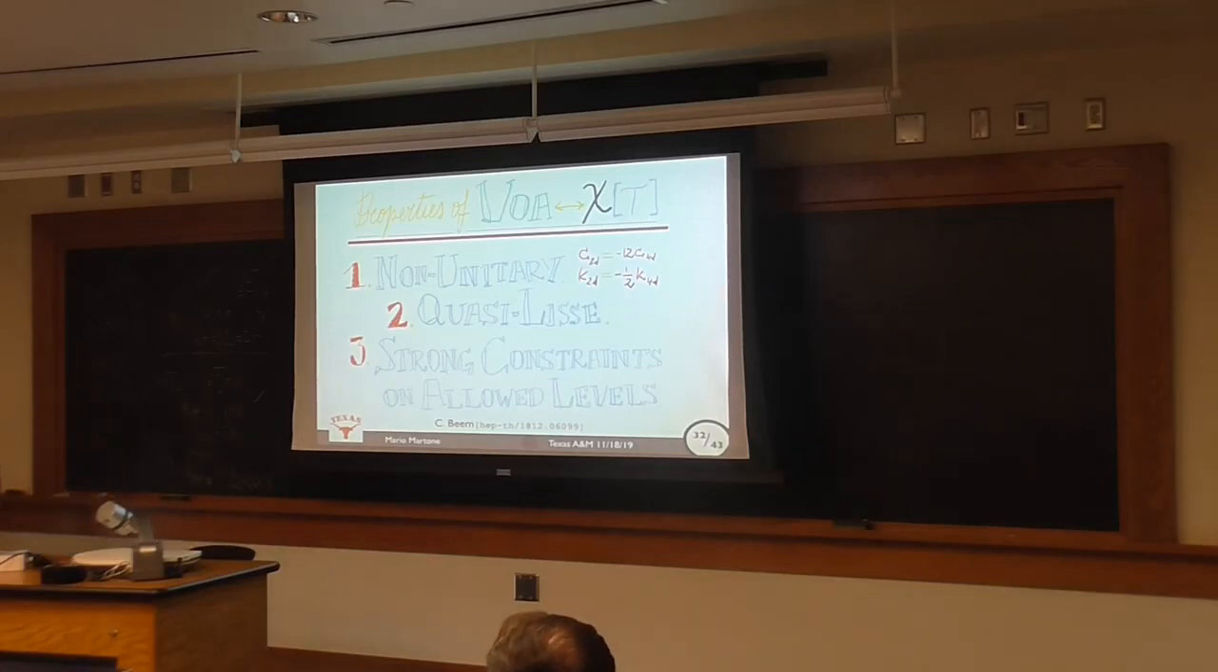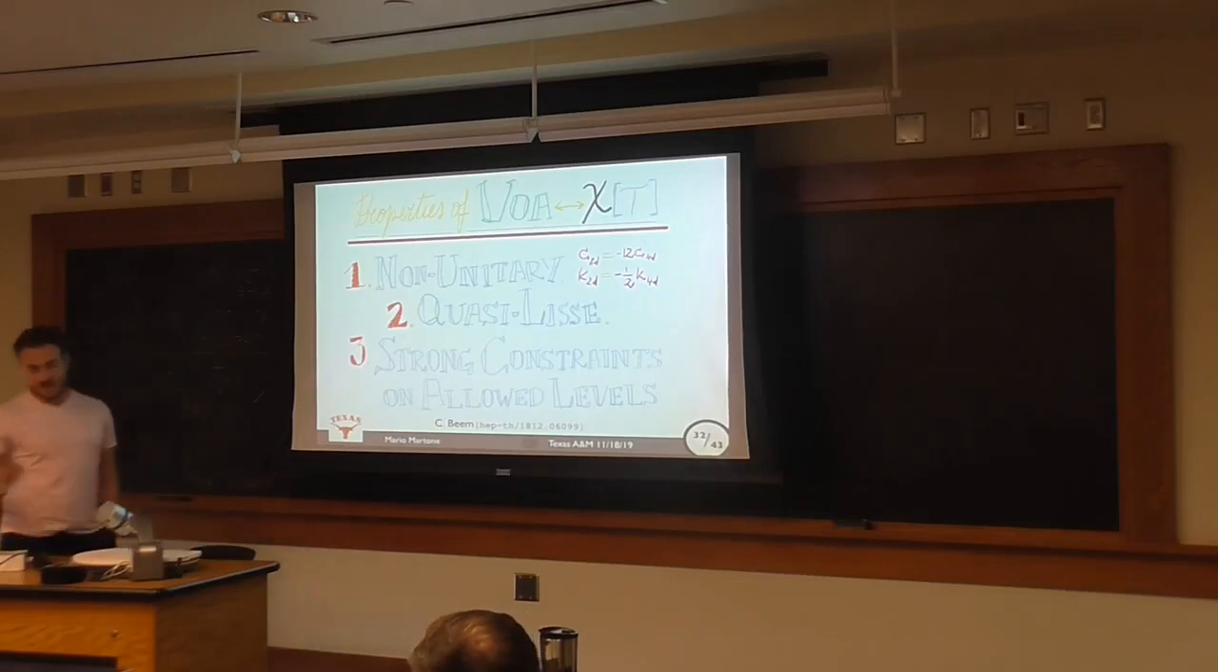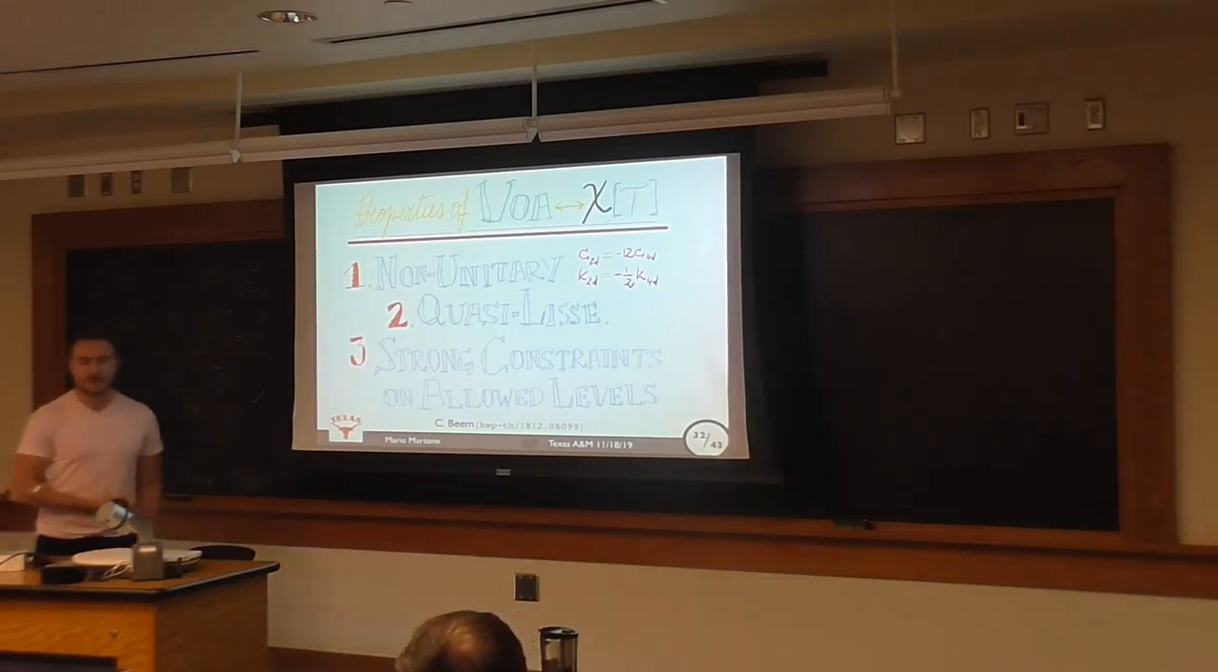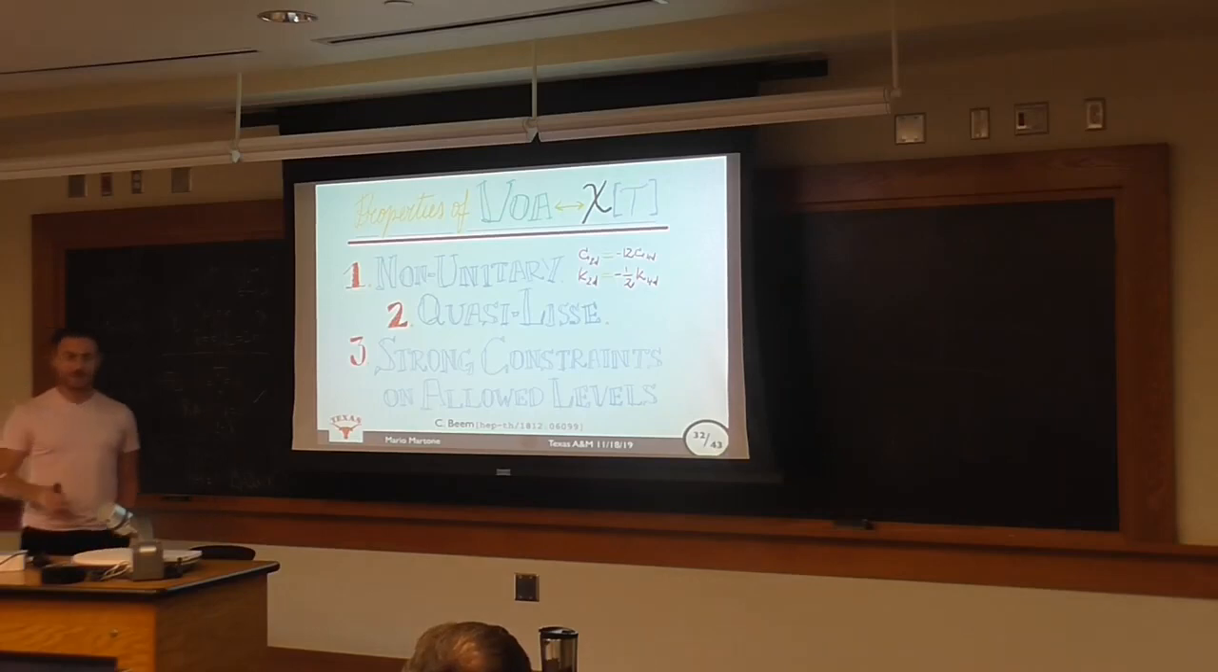You probably wouldn't have enough primaries if it were unitary. You kind of want to have very many things. For instance, you get minimal models also in this case, but non-unitary minimal models. So I really don't think there's a deep understanding.